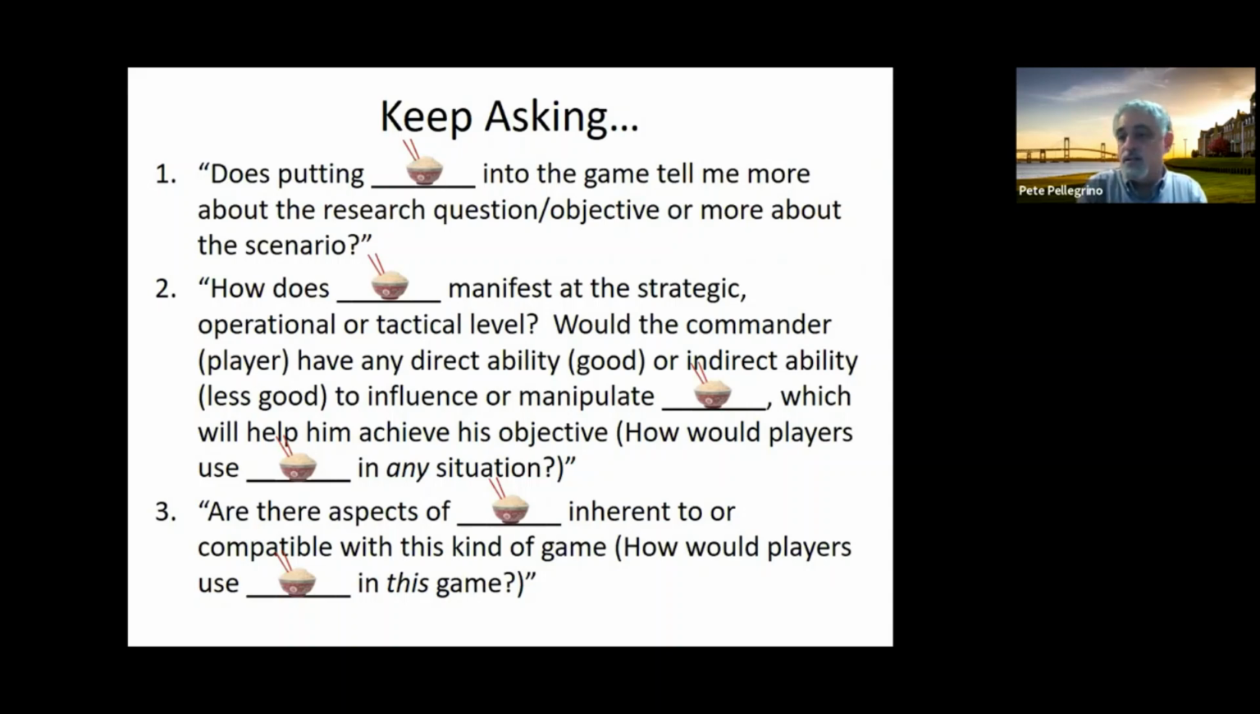Second, okay, let's say we get past the first one. We say, yes, this looks interesting, this thing you brought me. Okay, but how does it actually manifest in the real world? Is this something that is only dealt with at presidential levels? And that's where it lives, at the presidential level? Okay, but we're not playing at the presidential level. So how does that help?